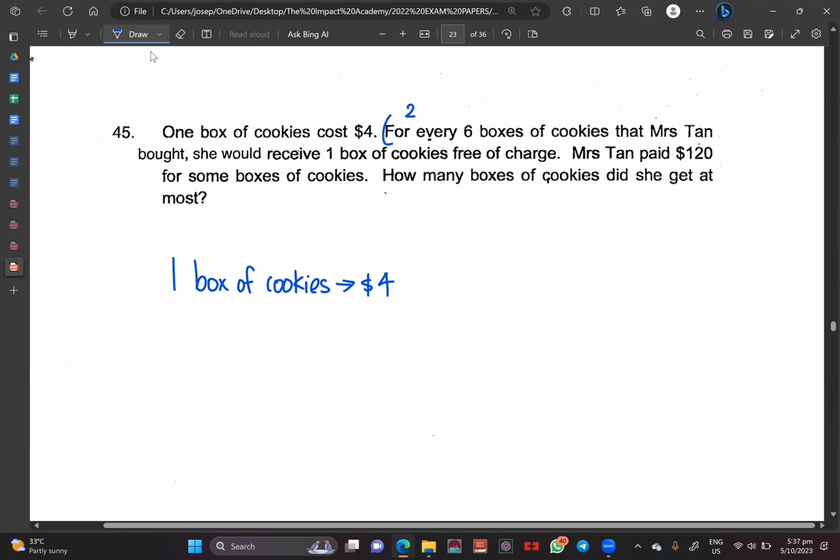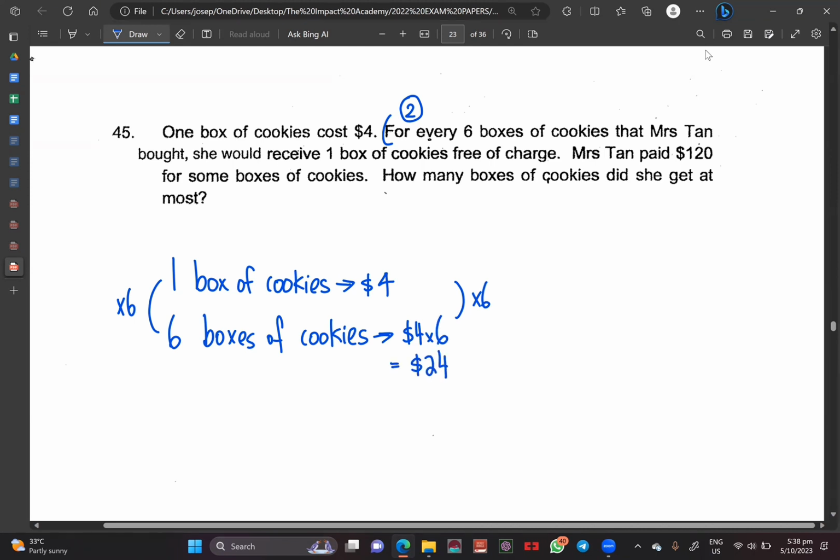Then if I move on to sentence number 2, for every 6 boxes of cookies, 6 boxes of cookies. So we are going to quickly find 6 boxes of cookies first. What happens? All right, so what I want to do is ask myself, how do I get from 1 to 6? I times 6. Agree so far? Over here, I times 6 also, right? So $4 times 6, that gives me how much? $24. Is this something that you can understand or cannot understand?